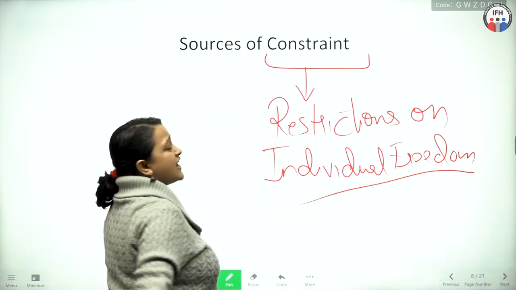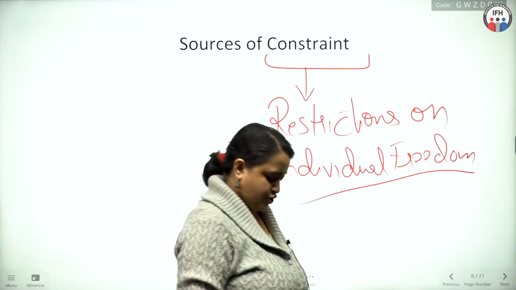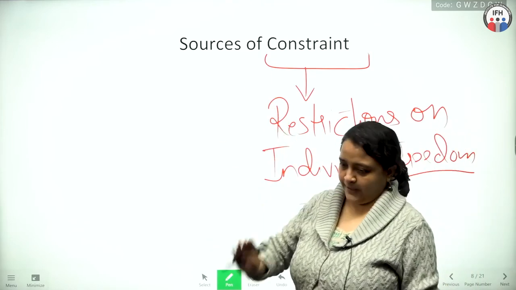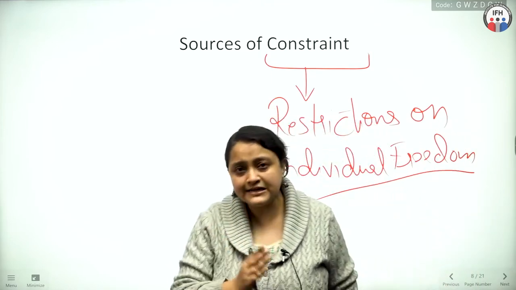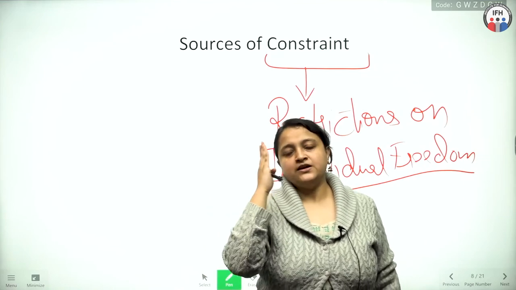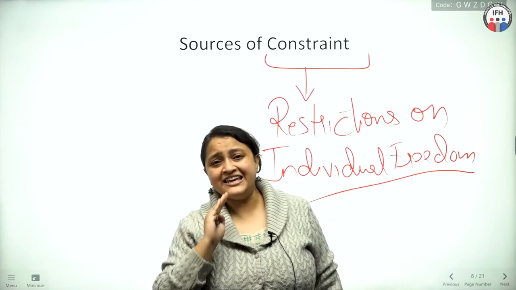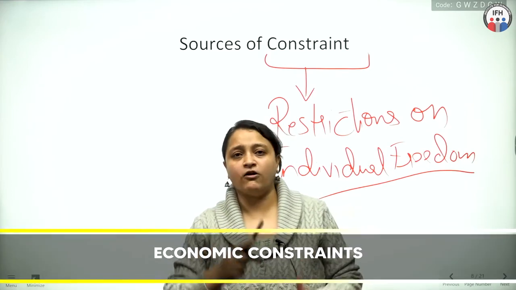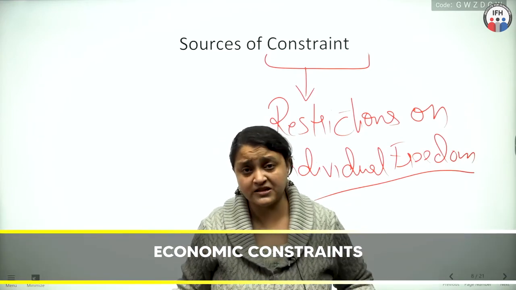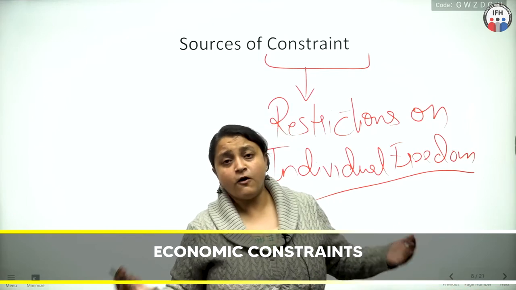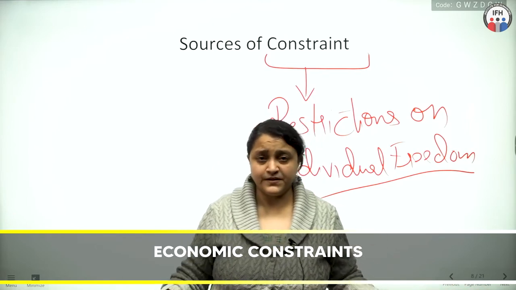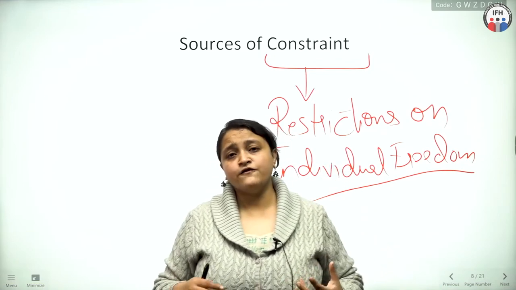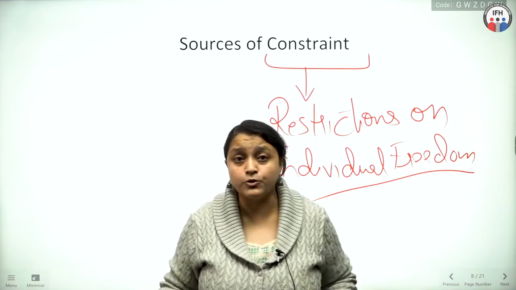Okay, so this is how we usually define constraint. Now, when we say sources of constraint, there are multiple sources of constraint. The number of sources is equal to the types of constraints. So, if we talk about economic constraint, obviously the sources come from economic inequality or the class system that is present, right? So, the class system constrains us from accessing certain resources and opportunities.